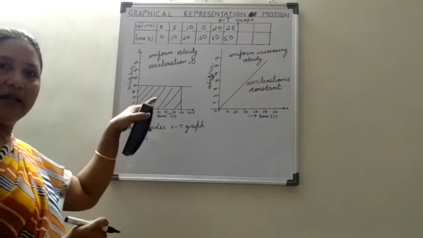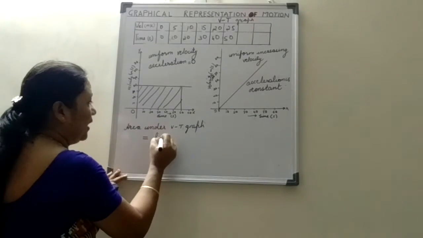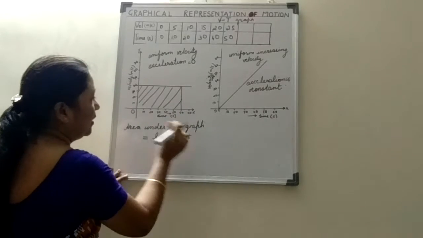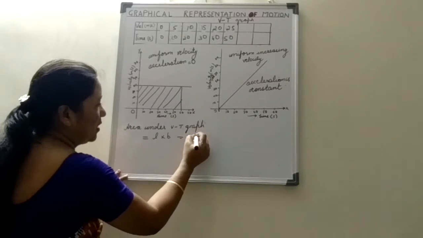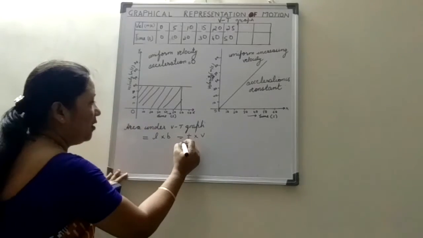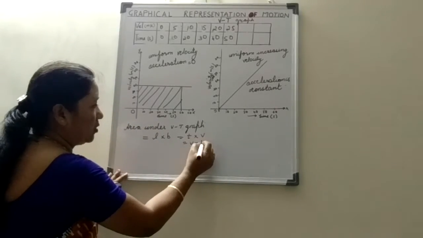So this is a rectangle. What is the area of a rectangle? Length into breadth. Here what is length? Length is time on the x-axis. What is breadth? It is velocity on the y-axis. We can write it as v into t also.